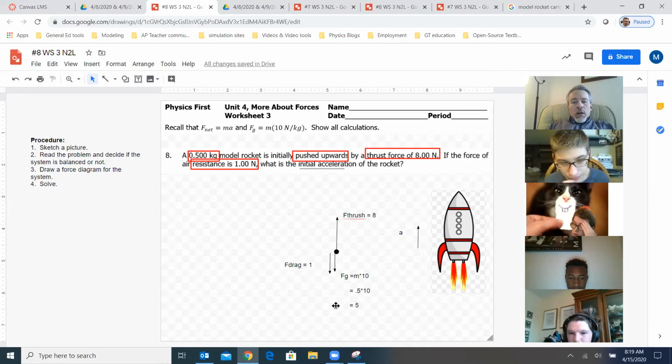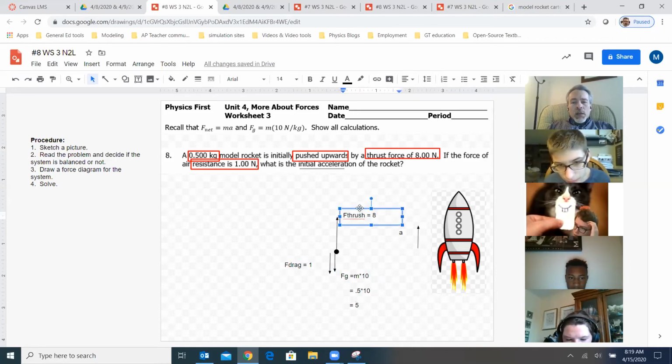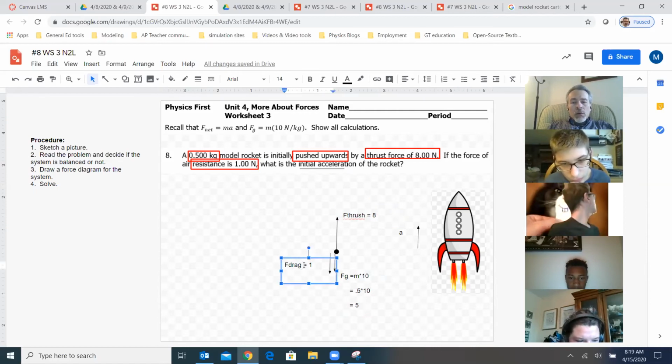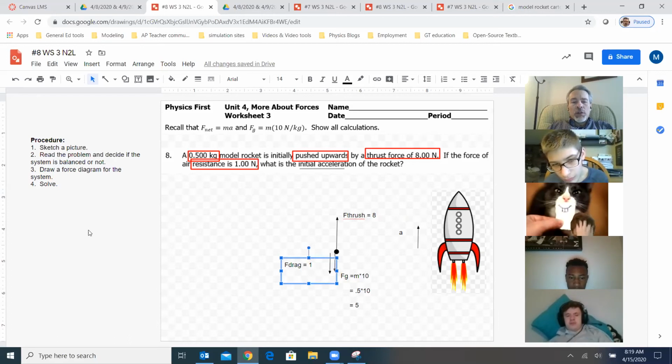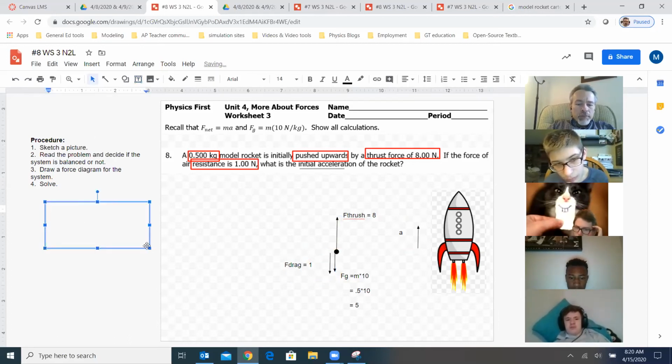Now to figure out how much acceleration there is, notice there's 8 newtons up, 1 newton down, and 5 newtons down. How much total down is there if there's 1 and 5 down? 6. And there's 8 up. So what would the net force be? 2. Yes, you subtract them: 8 upward minus the 6 downward gives 2. That means the net force, F net, is equal to m times a. We just found the net force, 2. So 2 equals the mass, which is 0.5, times a. Now we have to solve for a. Can you go ahead and get out your calculator and solve it?